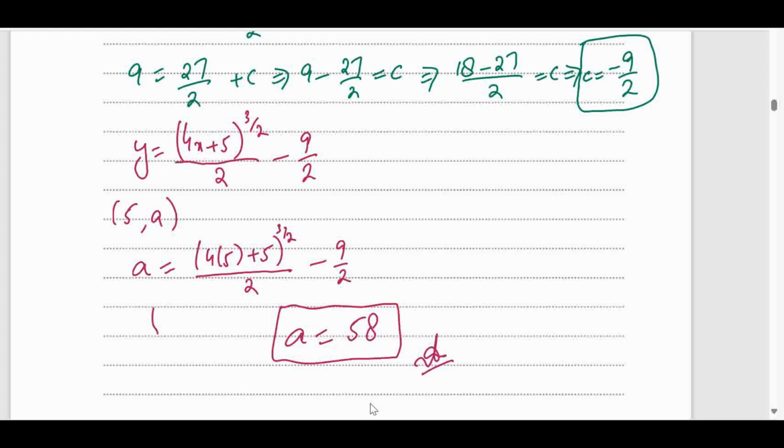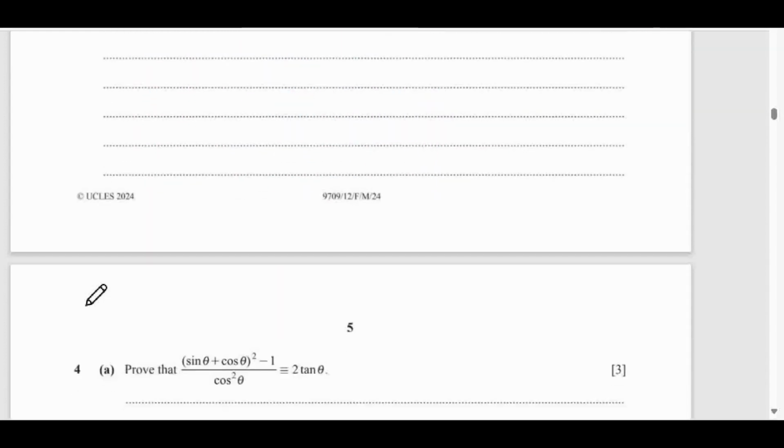I hope that the concept is clear. Let's move to the next question. Question number 4. Prove that this thing is equal to 2 tan theta.